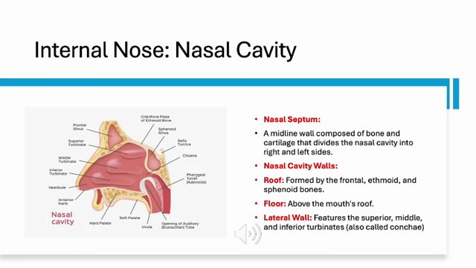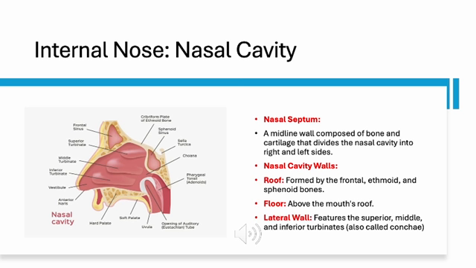Internal nose, known as the nasal cavity. It has the nasal septum, nasal cavity walls, mucous membrane, olfactory epithelium, and paranasal sinuses. Now, what is the nasal septum? It is a midline wall composed of bone and cartilage that divides the nasal cavity into right and left sides.